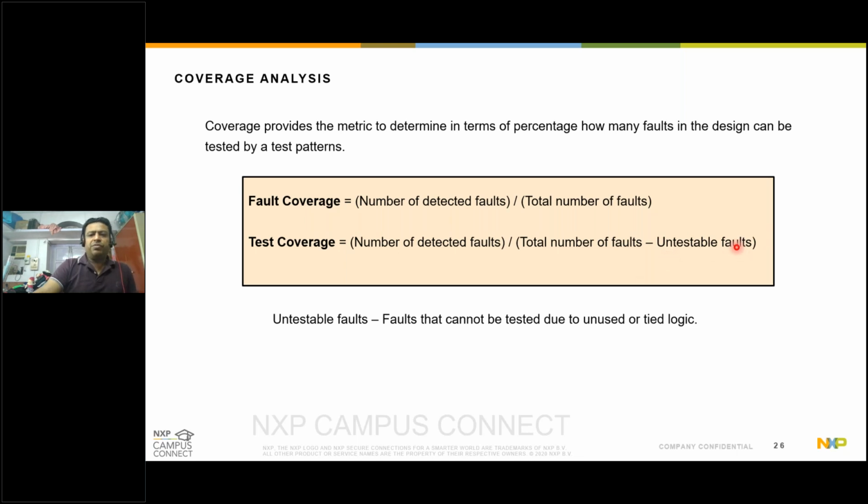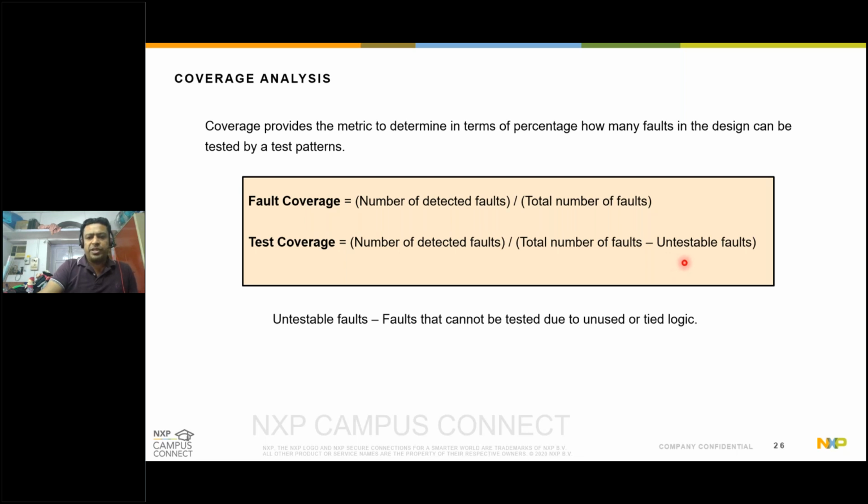So what are untestable faults? Untestable faults are the faults which cannot be tested because either the logic is unused or the logic is tied. So let's say, for example, the output of any of the gates is not used in the design. So any defect present on that gate should not impact the functionality of my design, and I am not required to test that particular gate.